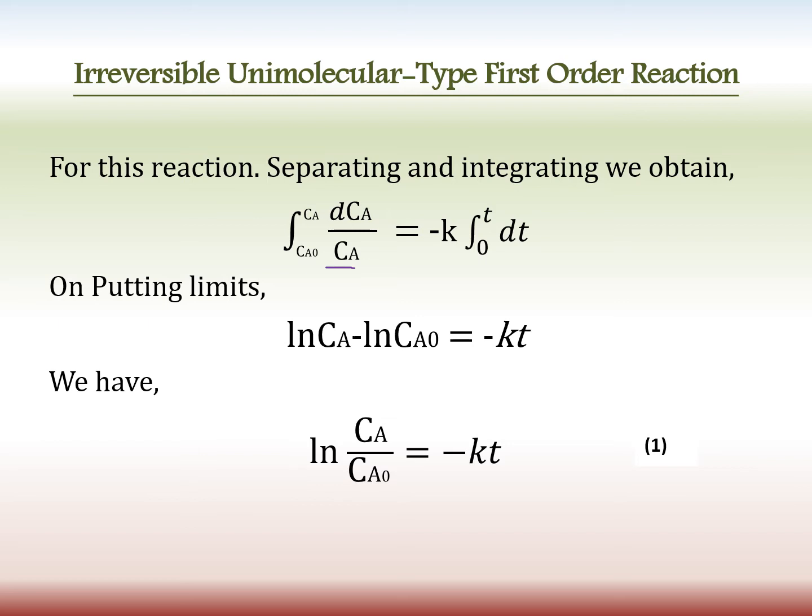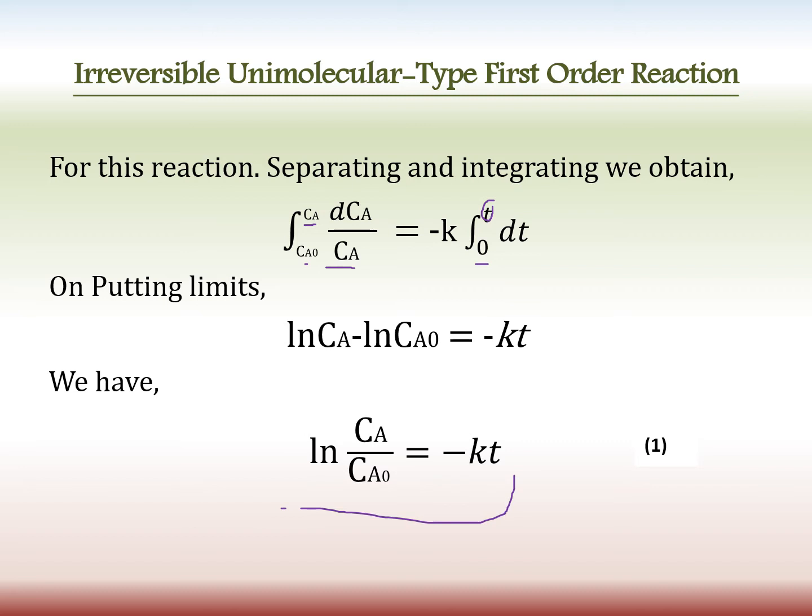Since we know our initial concentration is C_A0 at time t equal to 0, and at a particular time t our concentration will be C_A. By integrating and putting in the limits, we will get ln C_A minus ln C_A0 equals minus kt, and in the next step we will get our final equation, which we name equation number 1, which is ln C_A over C_A0 equals minus kt.